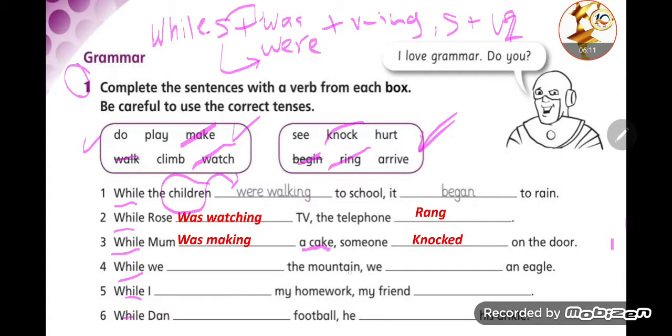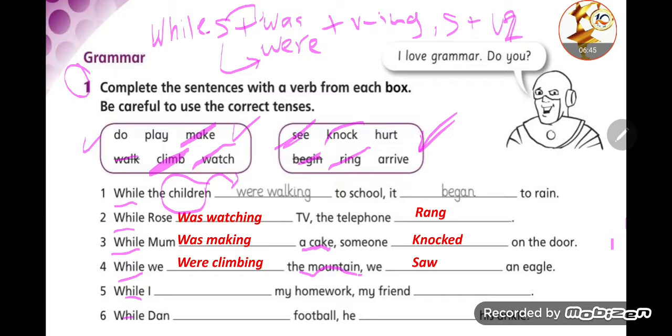While we the mountain we an eagle. Okay, while we mountain اللي هو الجبل. What do you usually do in a mountain? شو بتعمل عادة بالماونتن انت؟ Of course you climb the mountain. So while we were climbing the mountain, we saw an eagle. Okay, let's see the answer. We were climbing, so. Number 5.